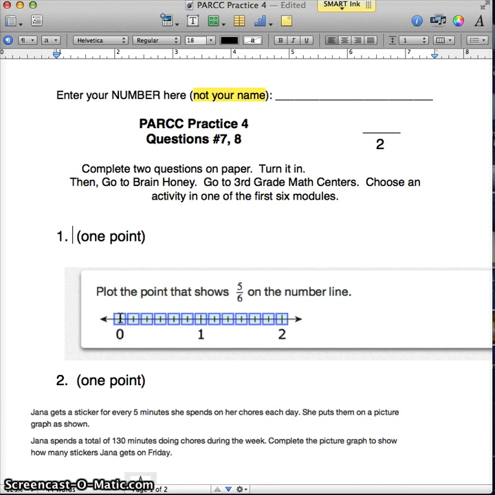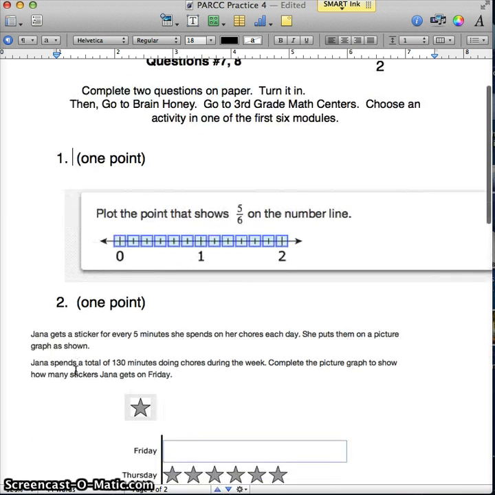We know 5 parts of 6 is going to be on this number line somewhere. So let's count it. There are 1, 2, 3, 4, 5, 6 parts here. They want you to plot 5 parts. That's right here. So you would put your point right here to show 5 parts of 6. If the person has their point right here and they've made a point, then they got it right. Give them 1 point right here with a check. Go down to number 2.